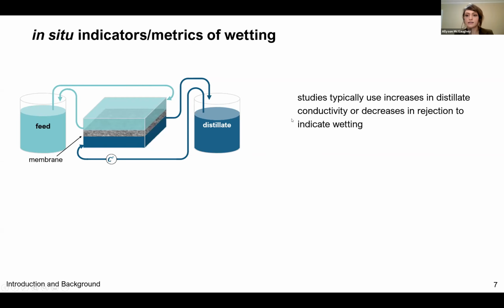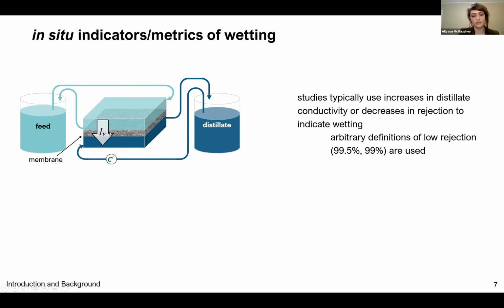Currently, studies most often use increases in the distillate conductivity, which is measured, or decreases in rejection, which is calculated from conductivity, to indicate wetting. Now in theory, as I mentioned, MD achieves 100% rejection, but in practice, we typically measure values slightly less than 100. So researchers have used arbitrary definitions of low rejection to define wetting.